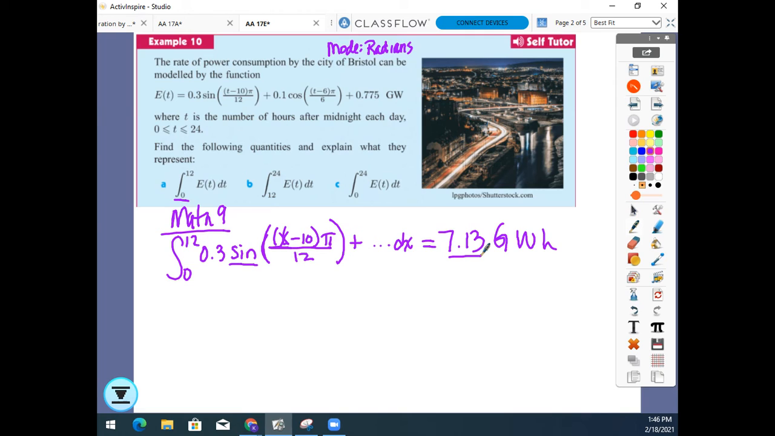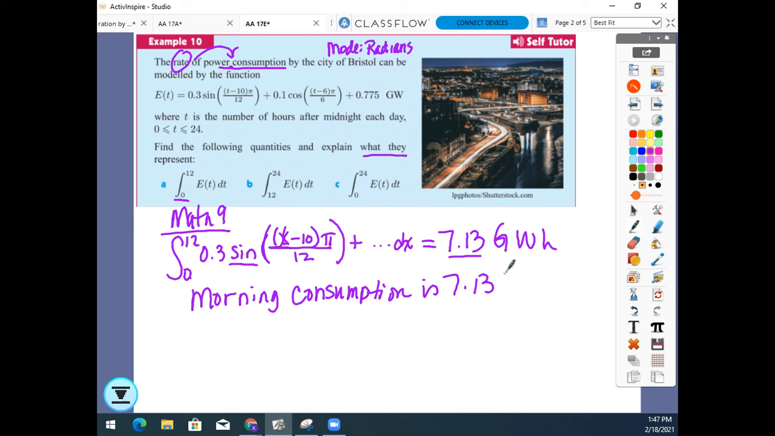So it wants to know what they represent. What is this finding? The rate of power consumption. So the rate of the consumption can be modeled by that function. So what do you think 0 to 12 means? It is from midnight to noon. So we're going to say the morning consumption is 7.13 gigawatt hours.